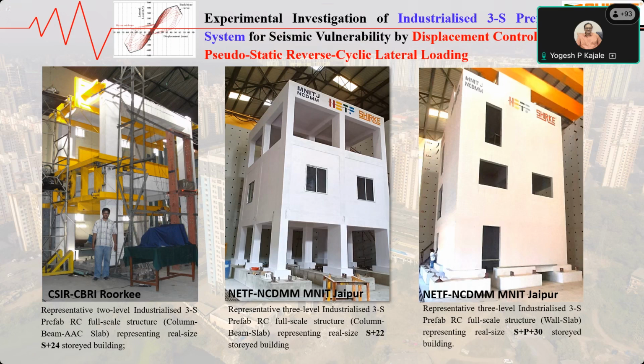A two-level structure was erected. This was in the year 2010-2011, and it was subjected to reverse cyclic loading by loading the actuator at two levels, at the upper level as well as at the lower level. So it was a ground plus one structure. Of course, it was a representative structure of a real size building. Thereafter, three-level structures were also tested, and almost 8 tests were conducted at MNIT Jaipur.